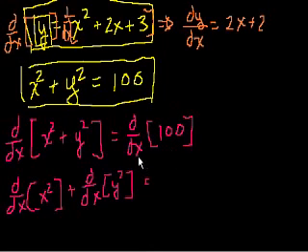For every change in x, how much does this change? Well, it doesn't change at all. It's going to stay 100, right? So this is 0. The derivative of a constant, really with respect to any changing variable, is going to be 0. So that was just 0.